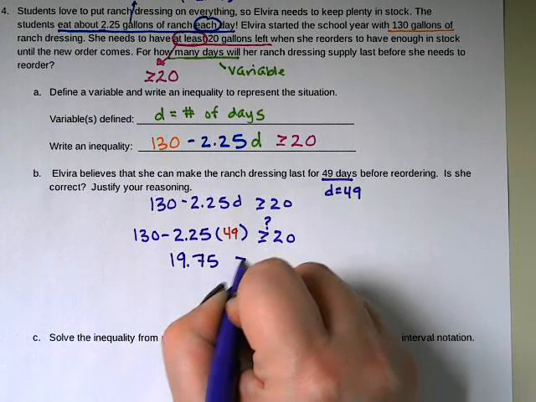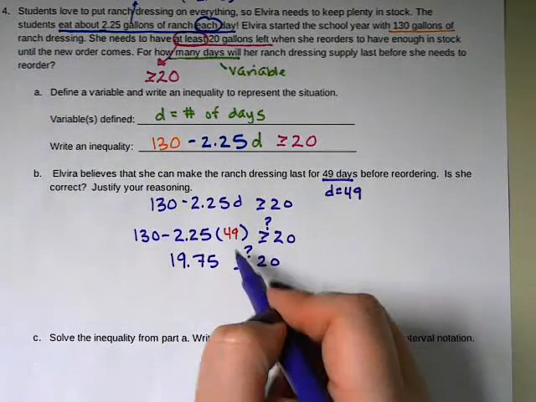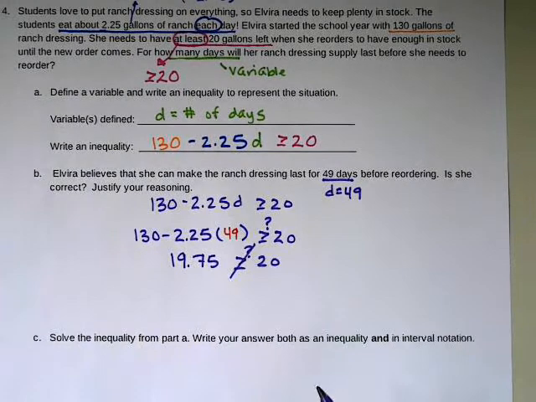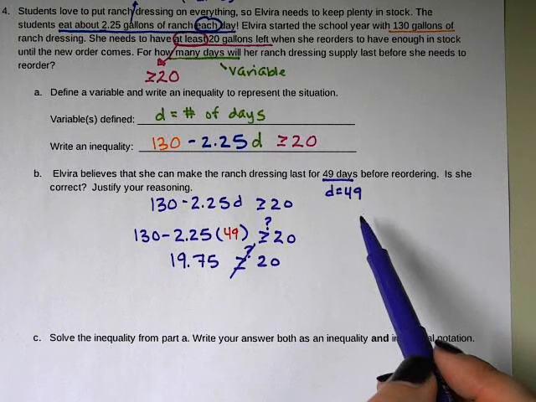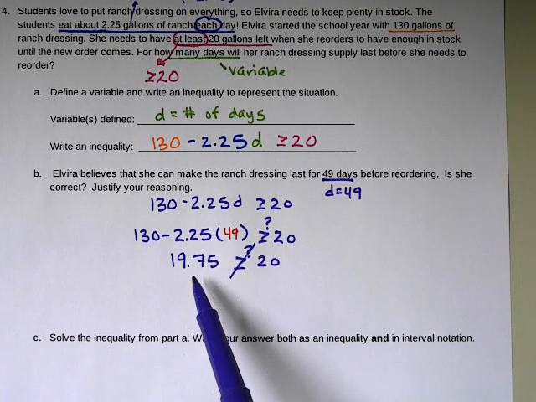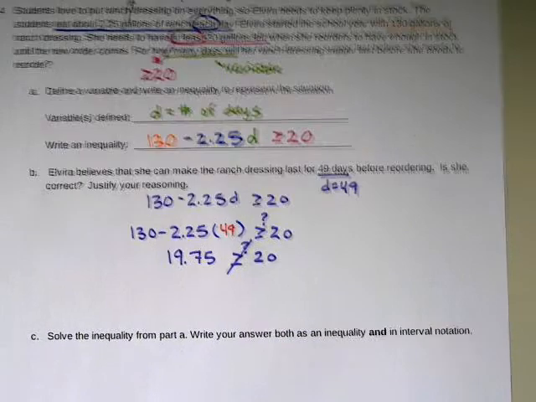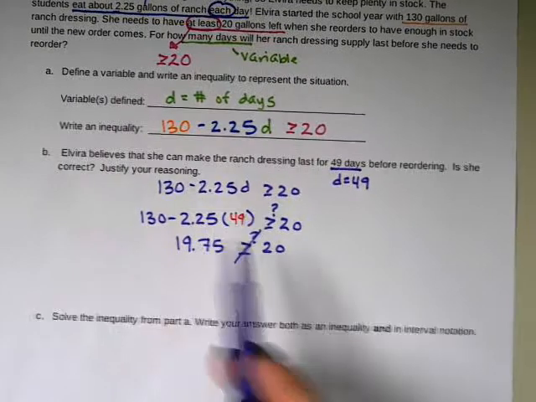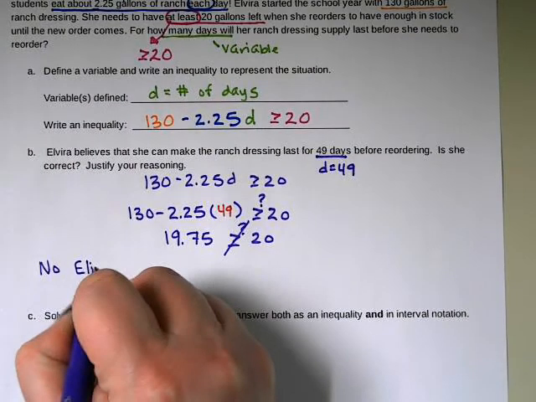19.75, we want to know, is that greater than or equal to 20? And hopefully right away you guys can tell me that no, that's not true. Which means Elvira's wrong. This is not going to last 49 days because on day 49 she's only going to have 19.75 gallons left. That's not going to then last her until her supply gets in. So we have to first say that no, Elvira is incorrect.